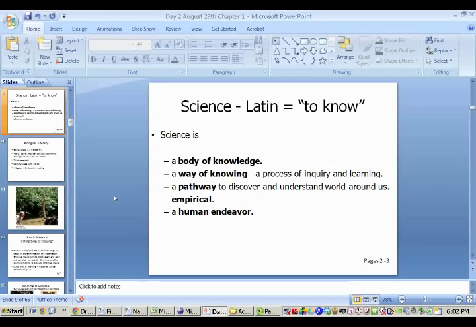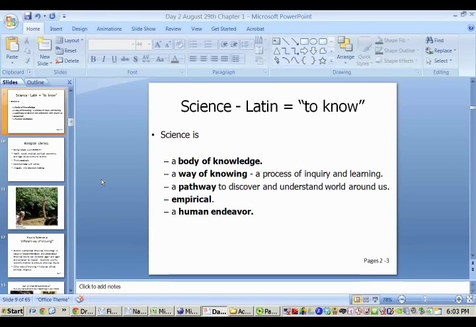So getting into Chapter 1, where we're talking about what is science. Science in the Latin terminology means to know. Science is not just one thing. It's not just looking at things underneath a microscope, or just going out and saving the animals. Science is actually a big body of knowledge and a way of understanding about the world around us.